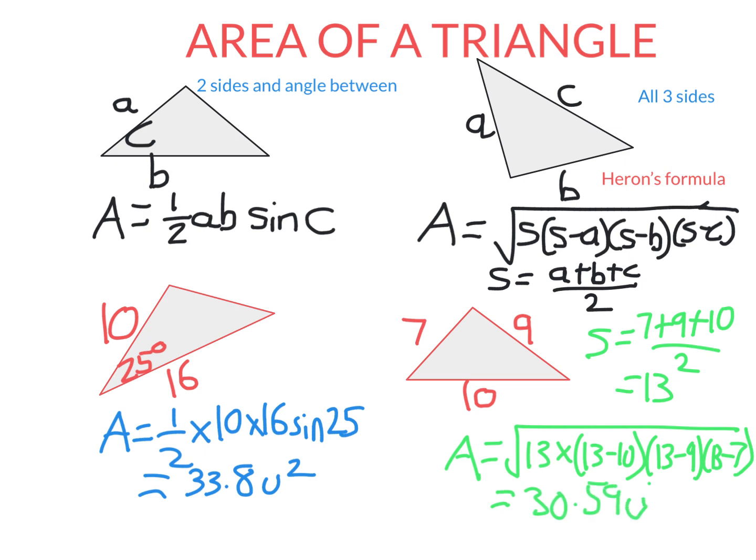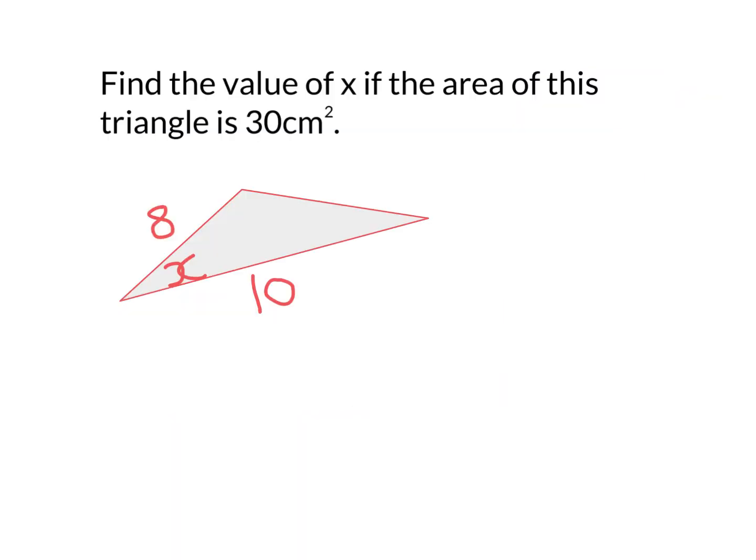Right, let's now look at solving a problem involving one of these formulae. So find the value of x if the area of this triangle is 30 centimeters squared. So because we have information about two sides and the angle in between, we know we'll use the formula area equals half ab sine C. So we're using that formula. Let's just substitute into this formula everything we know.